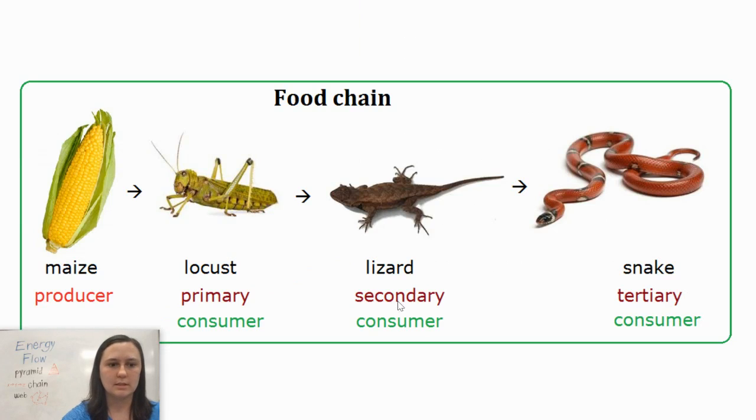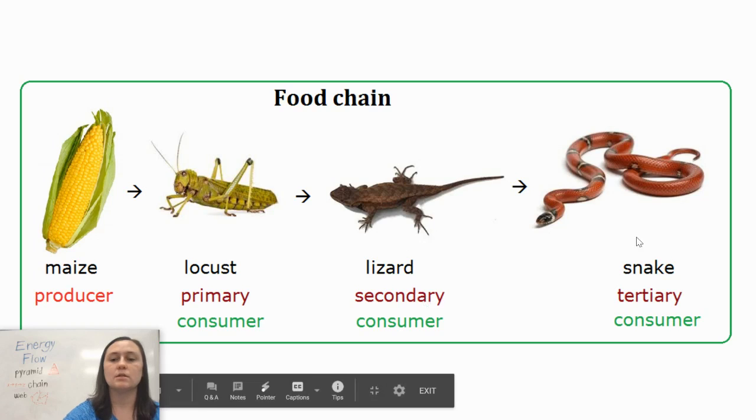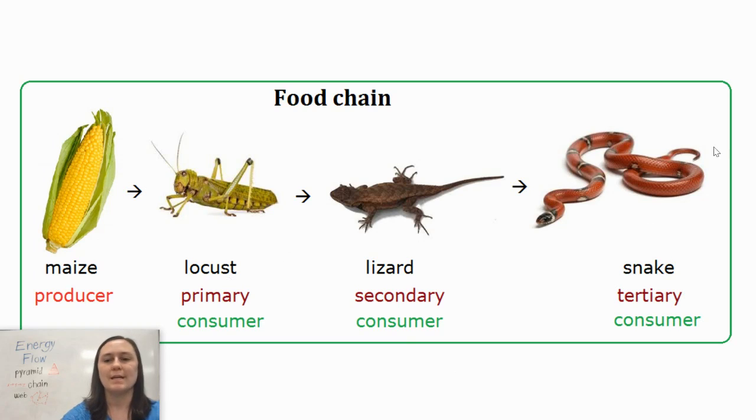So here we go. Let's look at this. So we have the maize or the corn, that's the producer. The locust is the primary consumer. Lizard is secondary consumer. And snake is tertiary, that's third level consumer. Or you may say apex predator. They just labeled this in this food chain as tertiary consumer, which is fine. It's all pretty much the same.